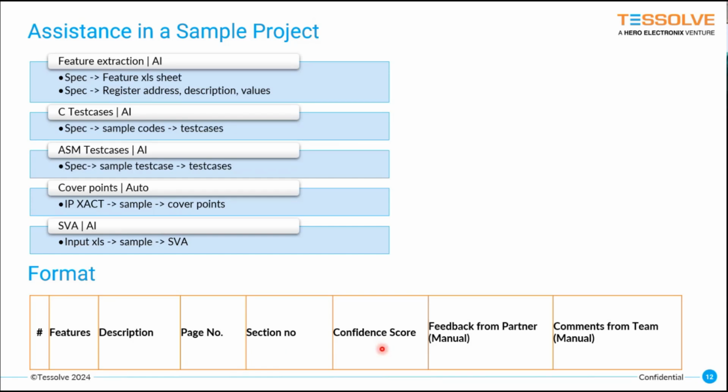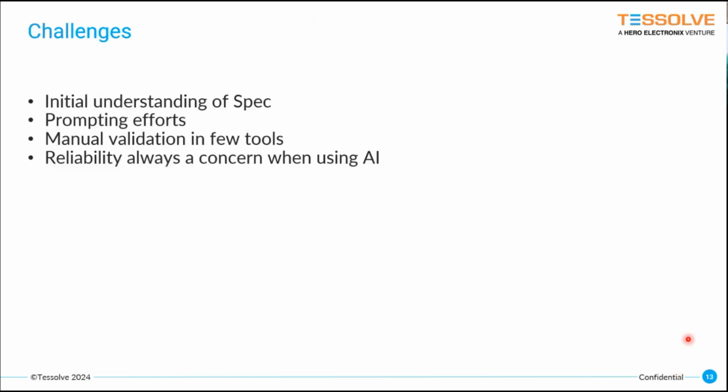It also gives the confidence score, showing how sure the model is that the information is correct. We also take feedback from our partner, and it's a cyclic process. We meet them, they give us feedback, then we improve based on their requirements, and the process goes on. This is the heading of the Excel sheet that we are following for this.